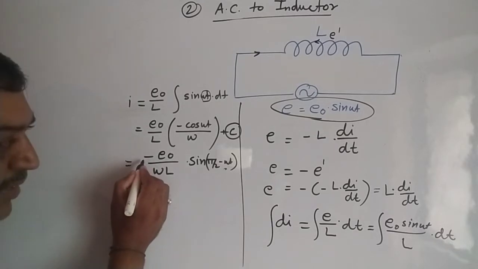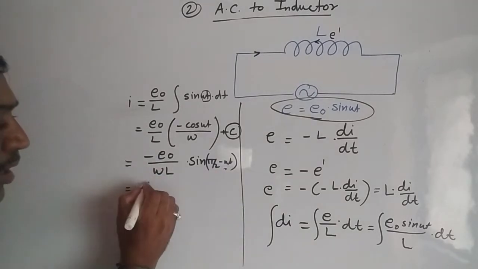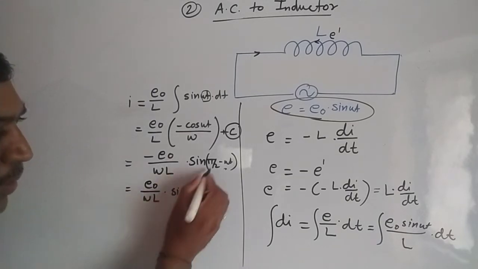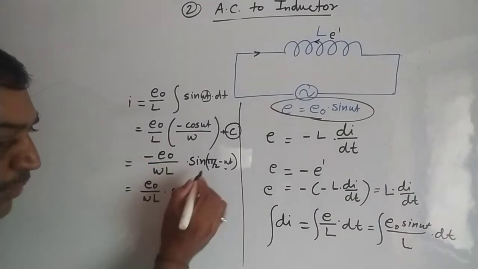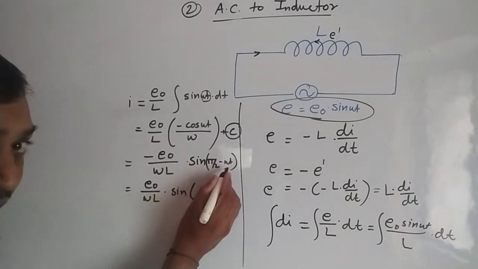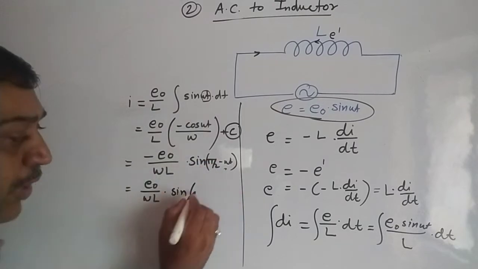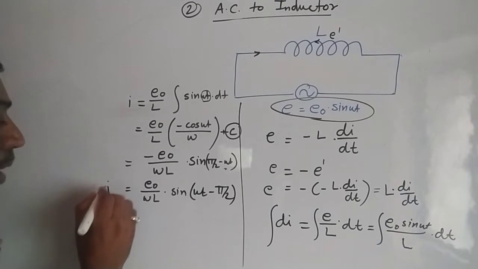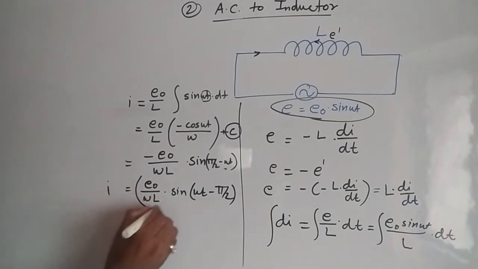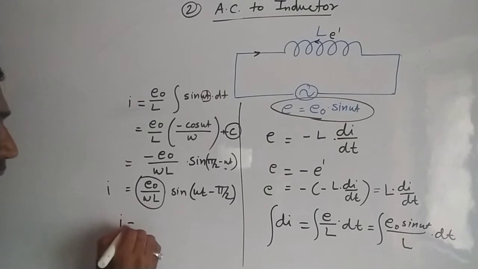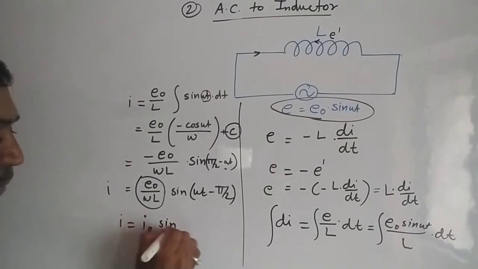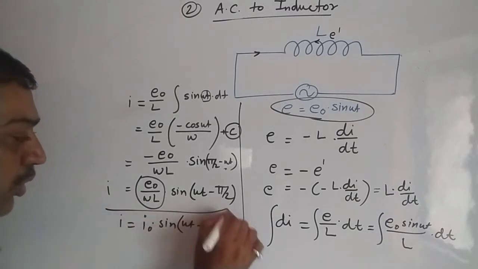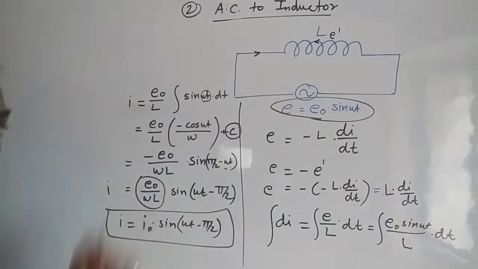As this minus sign is here, swap the terms. So we can write E0 divided by omega L sine of pi by 2 is positive, and due to this minus sign the omega t becomes negative here. So we can write sine of omega t minus pi by 2. That is nothing but the current flowing. If you put this as I0, we can write I equal to I0 into sine of omega t minus pi by 2. This equation gives the current and the other equation gives the EMF.